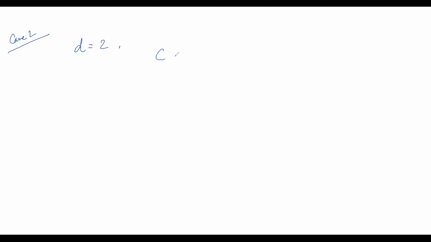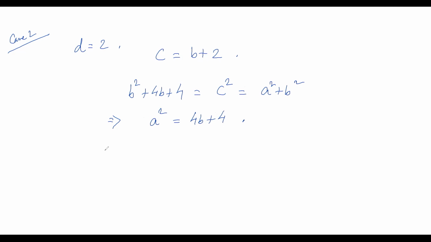Again, then c is equal to b plus d, where d is 2, so b plus 2. And again, let's square. So b square plus 4b plus 4 is equal to c square, which is equal to a square plus b square. And so a squared equals 4b plus 4. And now for this case, it follows that a is even. And so let's take a to be of the form 2k.